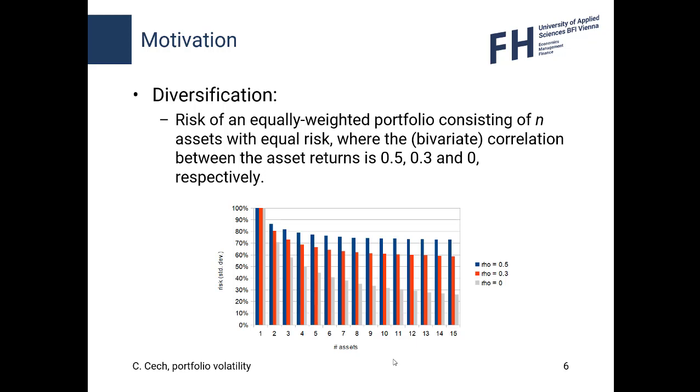It is probably very difficult to find a lot of assets with a pairwise correlation of 0. But here, if you look at the gray bar, if you could find 10 assets with a correlation of 0, this would reduce the risk by roughly 70% if compared to an investment in only one asset.